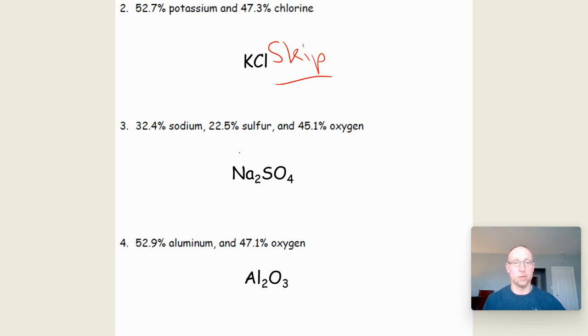Now notice in number 3, it's Na2SO4. We can't reduce the 2 and the 4 because don't forget, there's a 1 here. All of the subscripts have to be reducible. So 2, 1, and 4 do not have a common divisor. Make sure all of the subscripts are reducible before you attempt to reduce it. So this one is just Na2SO4, all right?